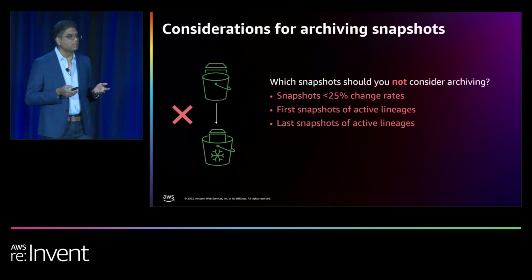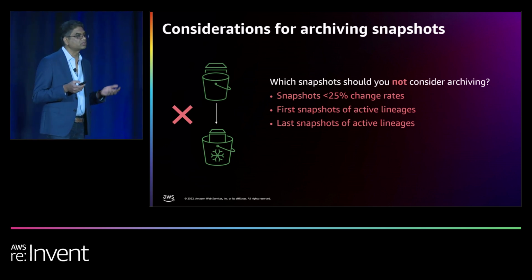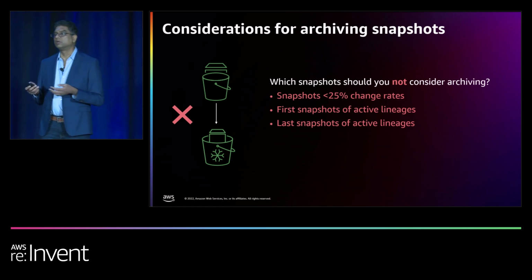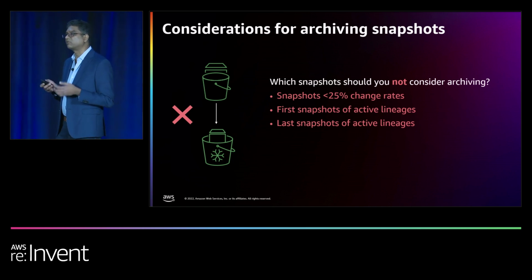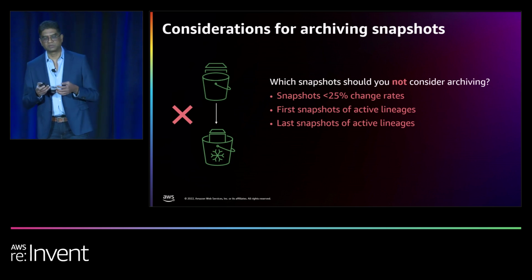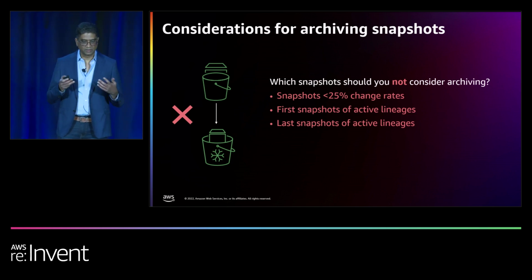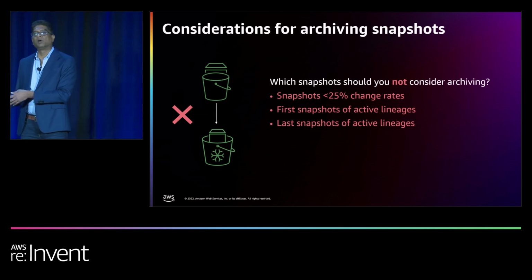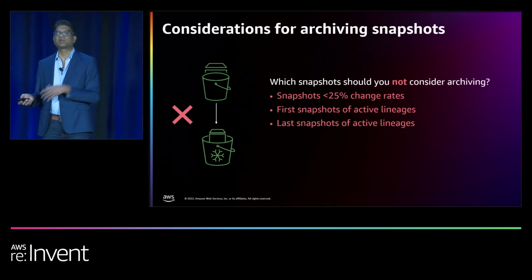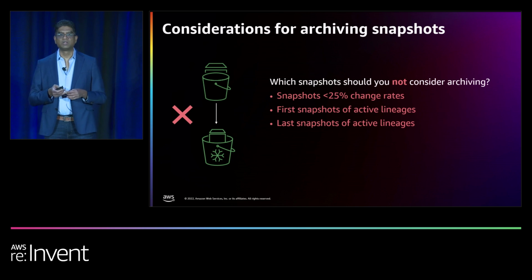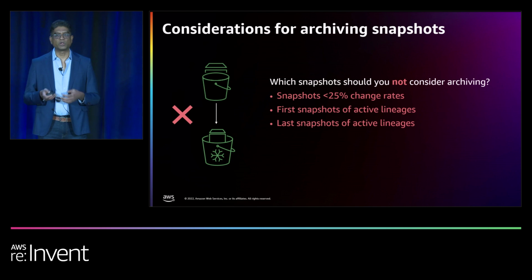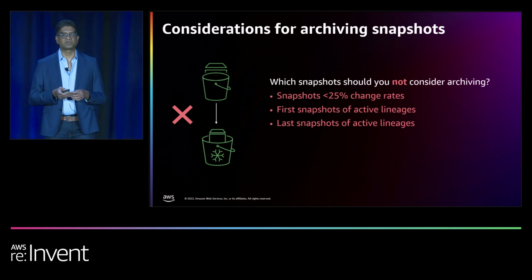And secondly, if you have an active EBS volume that's constantly taking snapshots, we call that an active lineage, and we do not recommend that you archive the first snapshot of that EBS volume or that lineage, mainly because the subsequent snapshots in that lineage could be referencing data from that first snapshot of that EBS volume. So you do not want to incur costs both in the standard tier and in the archive tier. So we do not recommend archiving the first snapshot of an active EBS volume.